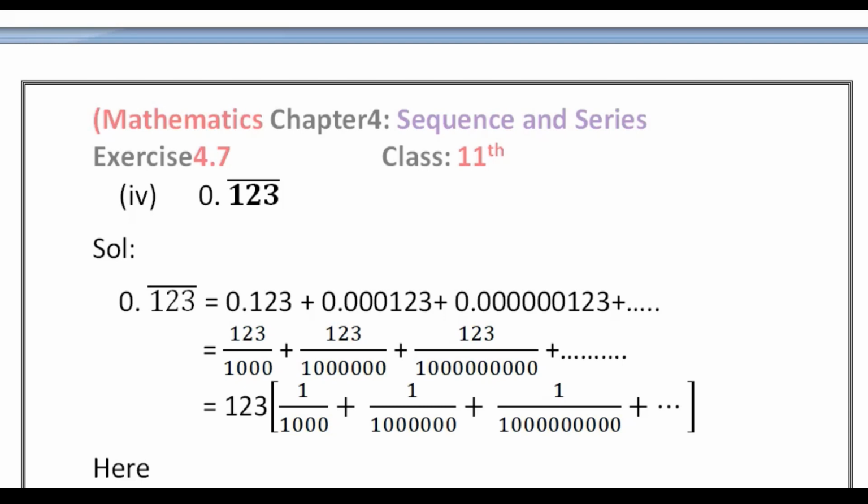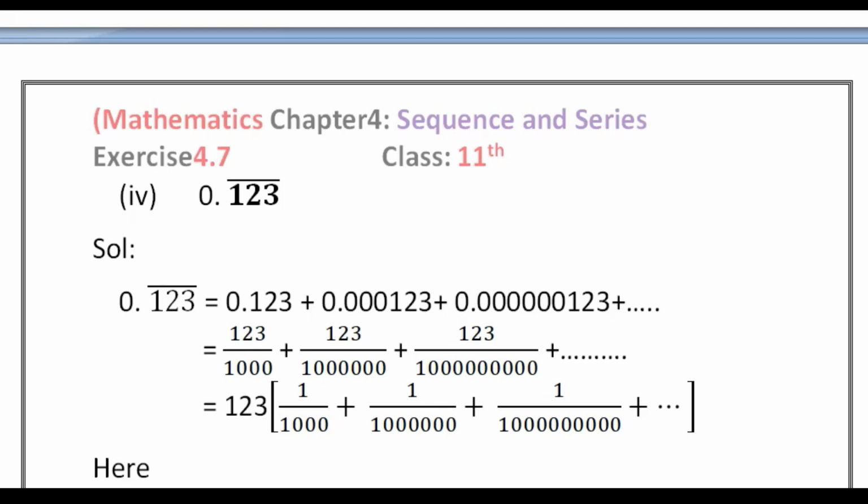0.123 plus. So bar indicates 3 digits, so we take 3 digits after the decimal point, then write 3 digits. So 0.123 plus 0.000123 plus. So by taking the common 123 out, 1 divided by 1000 plus 1 divided by 1000000 plus, and so on.